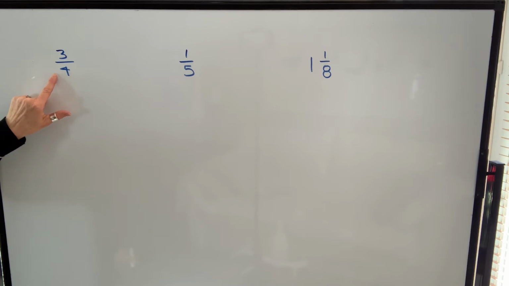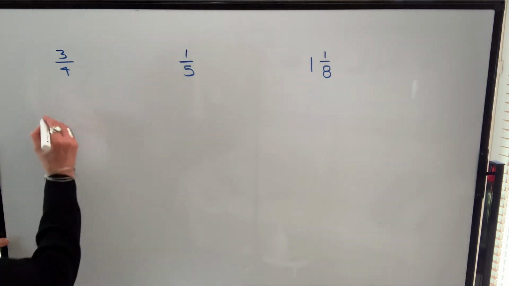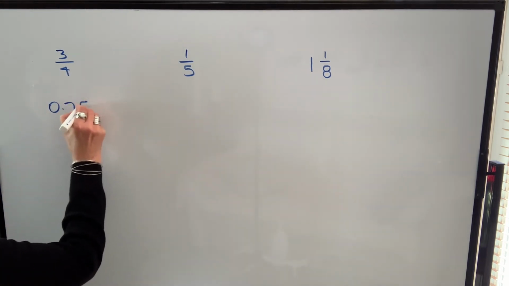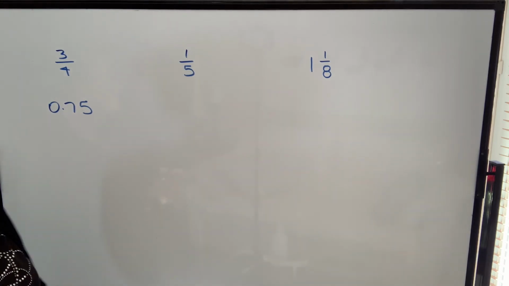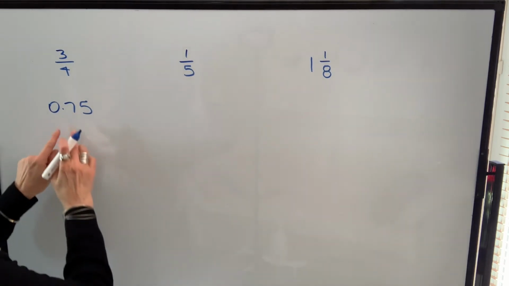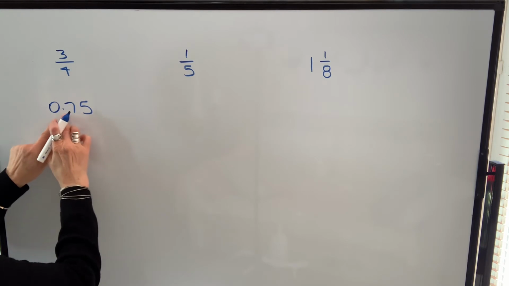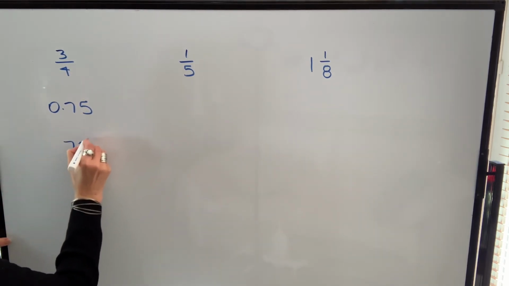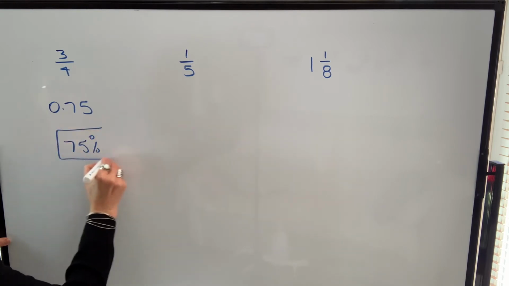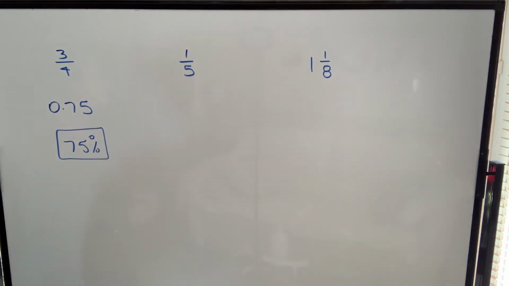So my suggestion, before multiplying by 100, I would probably change this to a decimal. And we learned how to do that in a previous video. To change 3/4 to a decimal, we take 3 and we divide by 4. We get 0.75. Now that it's a decimal, it becomes very easy to change it to a percent, because when you multiply a decimal by 100, you just move the decimal point 2 places to the right. So this becomes 75%. So 3/4 is equivalent to 75%.